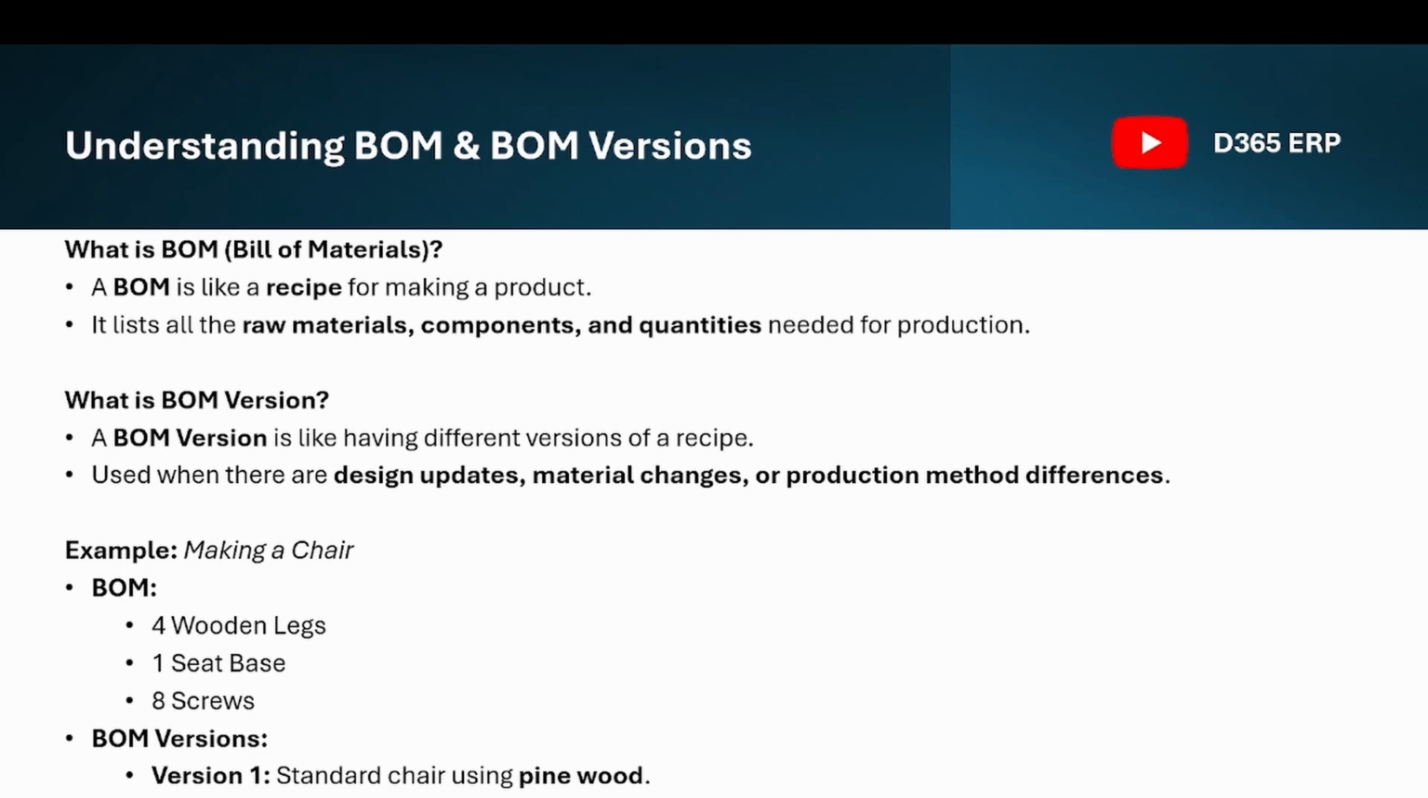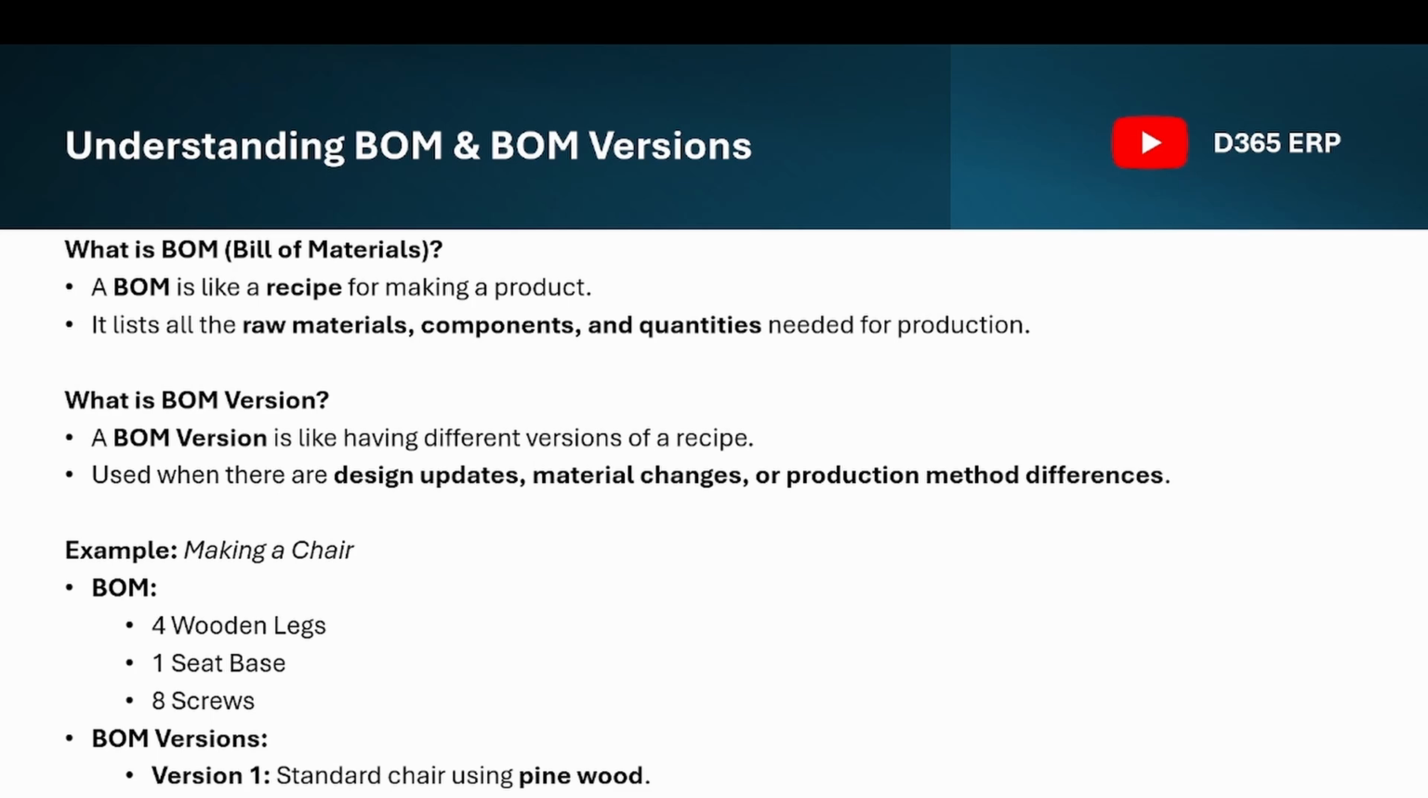Then what is a BOM version? A BOM version is like having different versions of a recipe. BOM is a recipe and the BOM version is a different version of that recipe. A BOM version is used when there is a design update, a material change, or a production methodology difference.